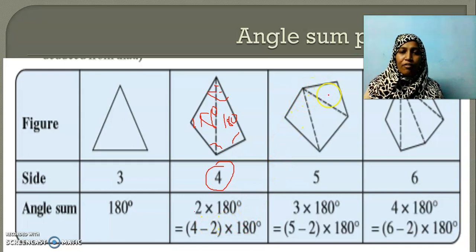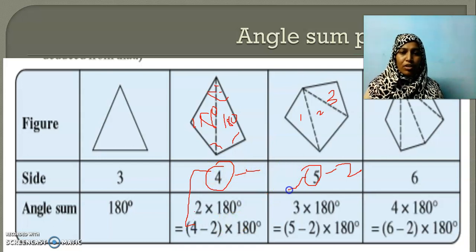See now, here if I have 5 sides, 1, 2, 3, 4, 5, how many triangles do I have? 1, 2, 3 triangles. So 3 into 180. How did I get 3? Number of sides minus 2. Here also I subtracted 2, isn't it? See what I have written here in the last, 4 minus 2.